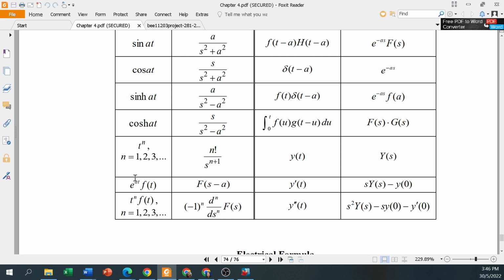And this is the second property, which is the first shift property, the Laplace transform for e to the power at times f(t). The result is F(s minus a). So you can highlight this formula. Later on we are moving to the Laplace transform for t to the power n times f(t). The result is negative 1 to the power n, d^n over ds^n of F(s). And then you have the Laplace transform for y(t) is Y(s), the first derivative is sY(s) minus y(0), the second derivative is s squared Y(s) minus s y(0) minus y prime(0).